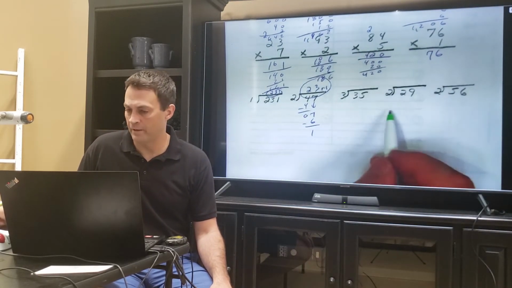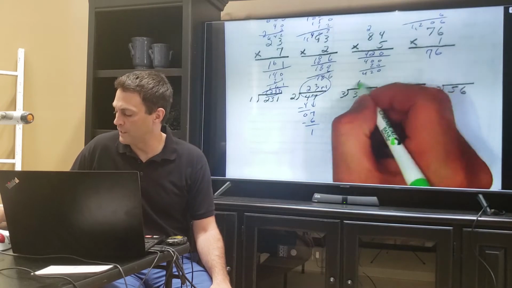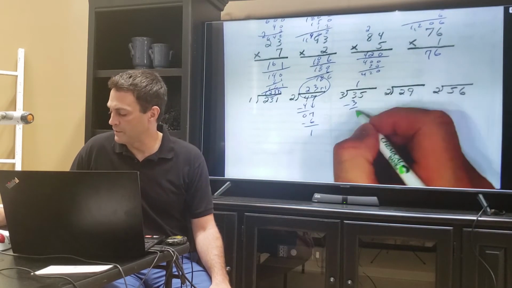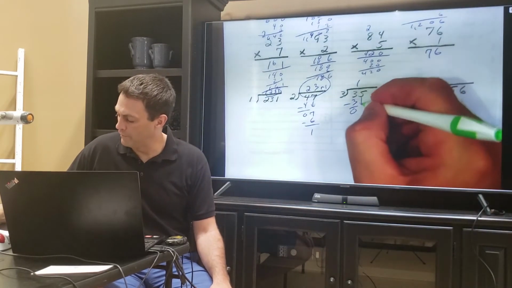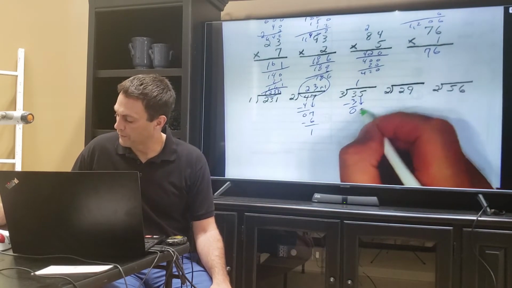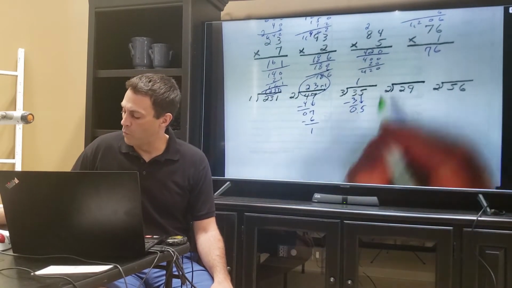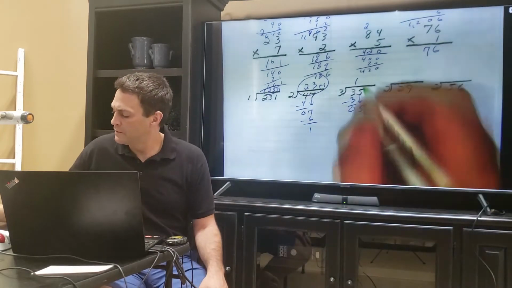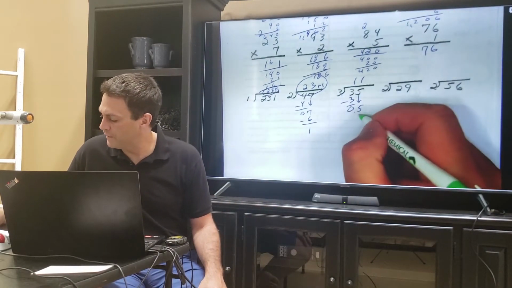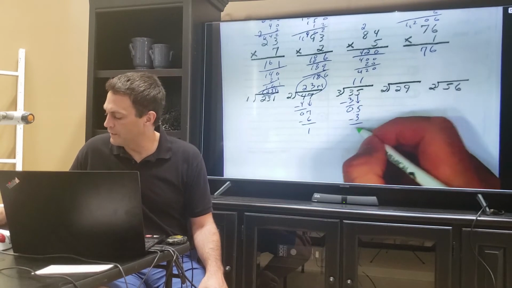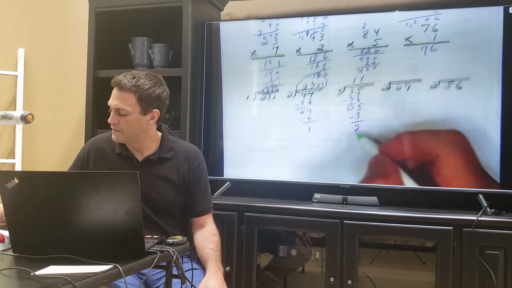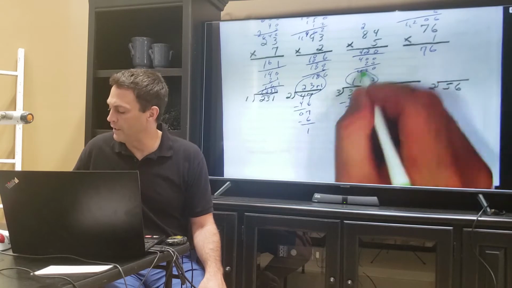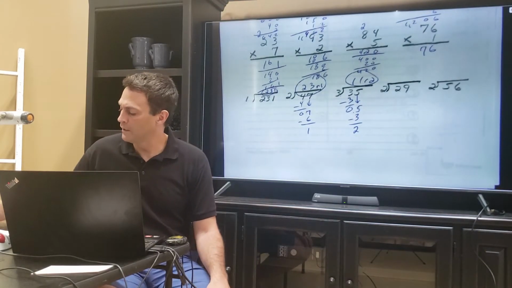35 divided by 3. 3 can go into 3 one time. 1 times 3 is 3. 3 minus 3 is 0. Bring down the 5. Alright, 3 can go into 5 one time. Because 2 times 3 is 6 and that's too big. Can't go over. So it's got to be 1. 1 times 3 is 3. 5 minus 3 is 2. Nothing to bring down. So that's our remainder. 11 with a remainder of 2.